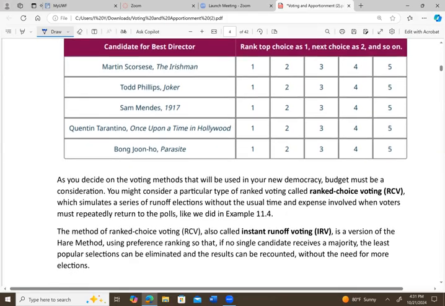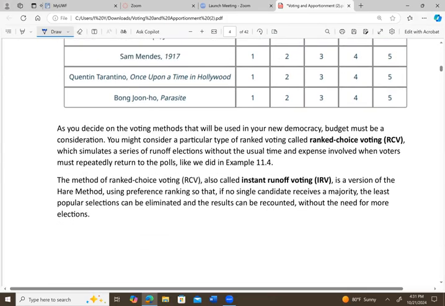The method of ranked choice voting, also called instant runoff voting, is a version of the Hare method, using preference ranking so that if no single candidate receives a majority, the least popular selections can be eliminated and the results can be recounted without the need for more elections.